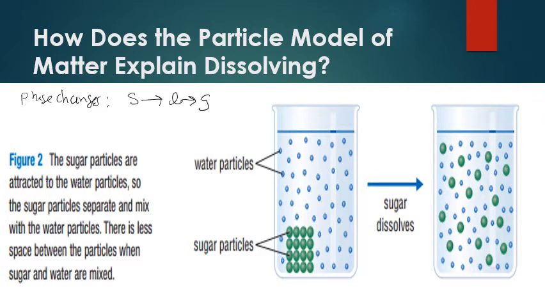The particle model of matter states that there are spaces between all particles. This means that in a sample of water, which we have right here, here's a beaker of water for us, there are water particles, and there are many water particles. But if you look at this closely, you can also see that there are many empty spaces between the water particles.